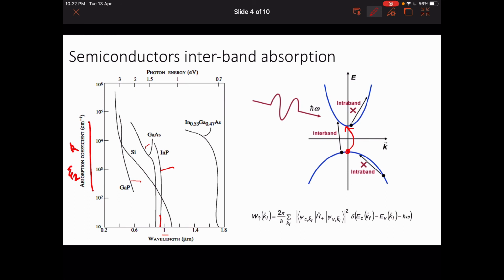One can also understand why silicon's absorption coefficient changes gradually, whereas indium phosphide, gallium arsenide, gallium phosphide, indium gallium arsenide, all of them have very sharp rises. Can you think why this is true? It has to do with the direct band gap and indirect band gap and all such factors, right?